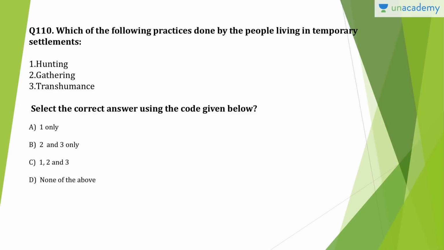Question number 110. Which of the following practices are done by the people living in temporary settlements? So they do hunting, yes. Gathering, yes. Transhumance. Transhumance is basically a seasonal movement of people, and people who rear animals move in search of new pastures because there is a change in the season. So all these activities are done by them. Answer here is C, 1, 2, 3.